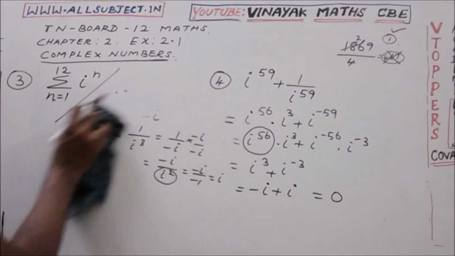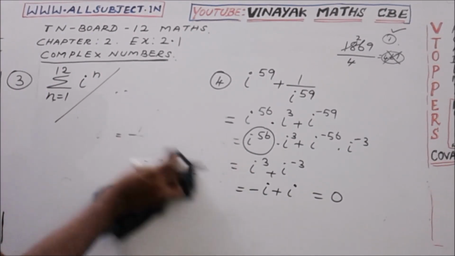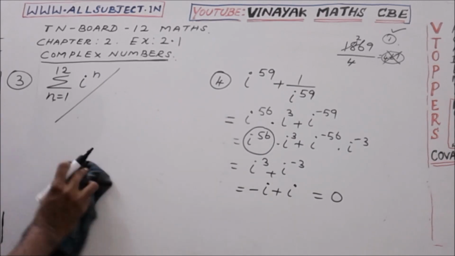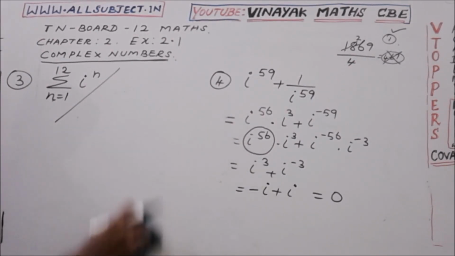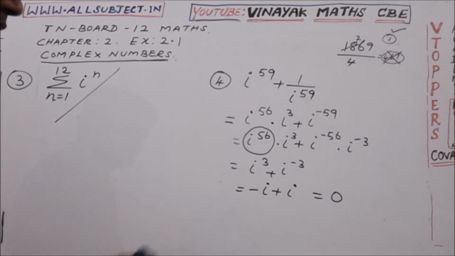Therefore i power 59 plus 1 by i power 59 equal to 0. Question number 4 is completed.